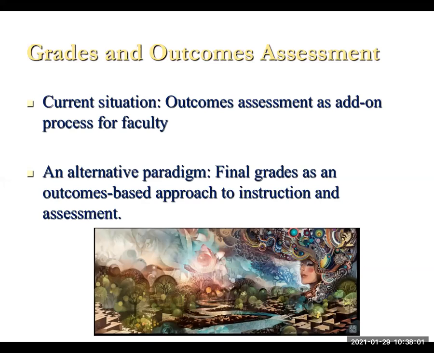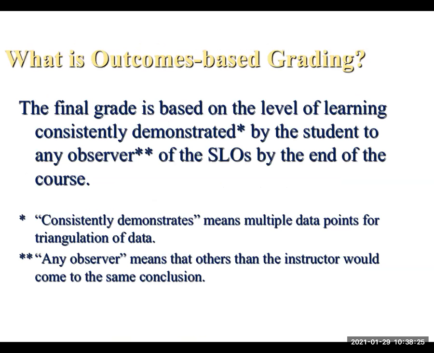Many colleges have developed outcomes assessment as an add-on to their conventional instruction and grading practices in order to meet accreditation standards and college standards. In an outcomes-based approach, course grades can and should be an integral part of an outcomes-based approach to curriculum and instruction. Outcomes-based grading restores the meaning of grades and connects assessment to current faculty practice. In this paradigm, a final course grade is based on the level of learning consistently demonstrated by the student by the end of the course.